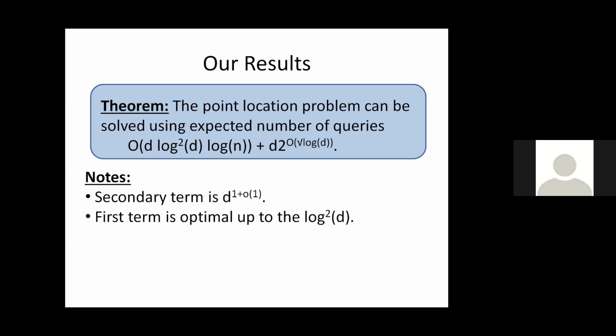Yes, could you remind me what d is? I'm sorry, I missed that. Right, d is the underlying dimension of the problem. n is the number of points in your pool, the number of hyperplanes in your group. Okay, that's clear, thanks.